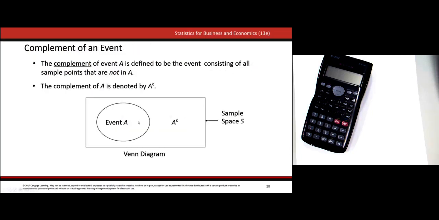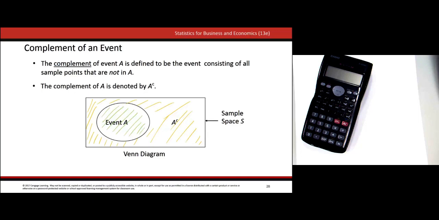What's the complement of an event? The complement of an event is defined to be the event consisting of all sample points that are not in A. Here is event A. This is the Venn diagram, and A complement is all sample points that are not in A. This is A complement.